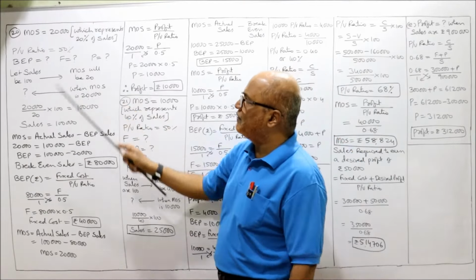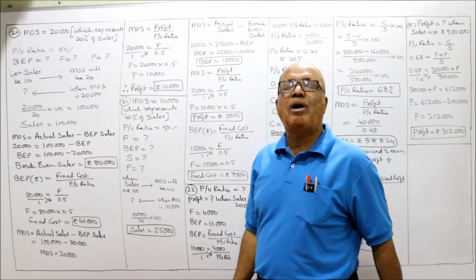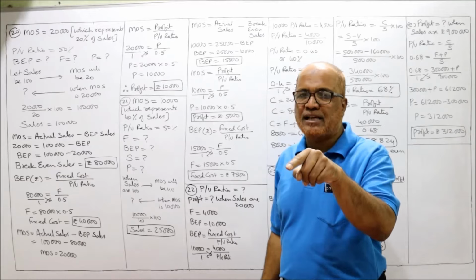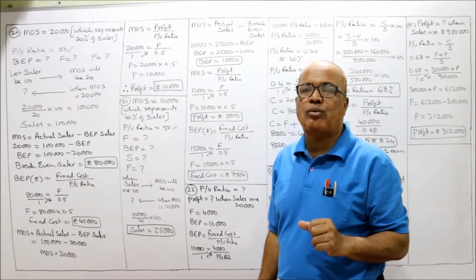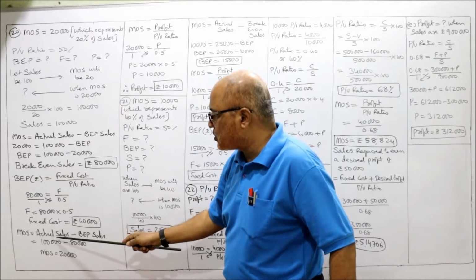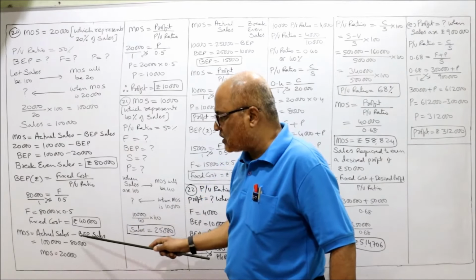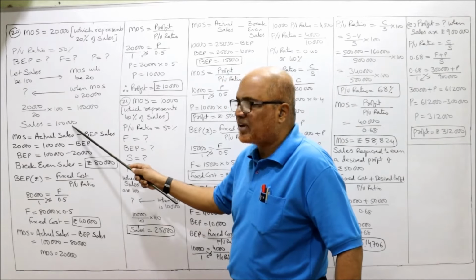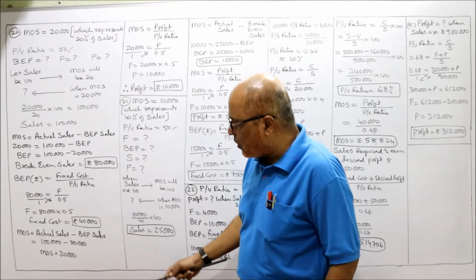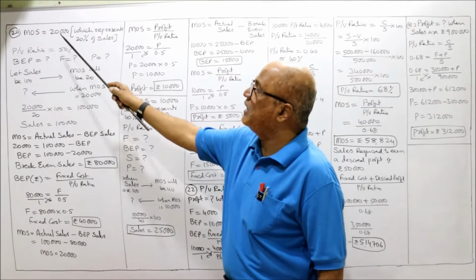We got the BEP, we got the fixed cost. Now we need the profit. We again use the formula of MOS. Two formulas are there for MOS. One, actual sales minus BEP sales. One more formula, profit by PV ratio. By using this formula, we can find out the profit. So MOS is equal to actual sales minus BEP sales. Actual sales we calculated 1 lakh, BEP sales 80,000, so MOS we got 20,000. Already MOS is given, so no need to calculate. Unnecessarily I have calculated MOS.